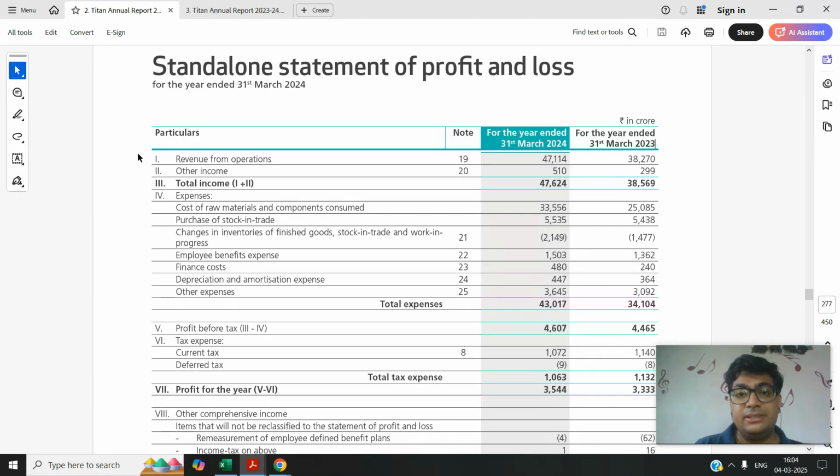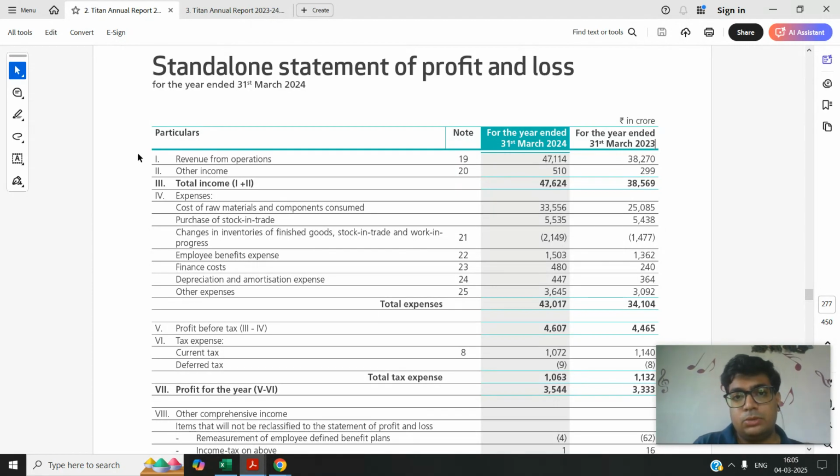For Titan, it would be sale of watches, sale of jewelry, because they have a brand called Tanishq. They also have a brand called iPlus through which they sell eye care products. So that will also be revenue from operations. Titan also sells accessories like wallets, belts, fragrances. So those sale proceeds will also come here.